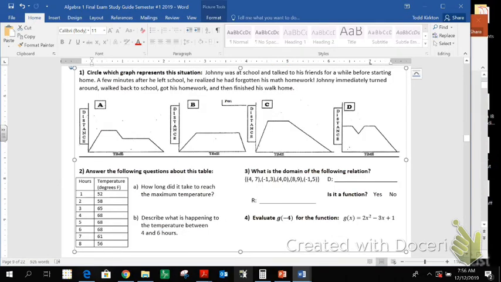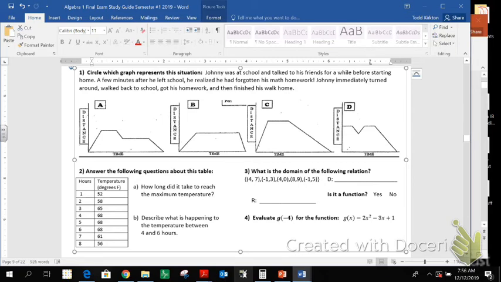Again, pause the video, take a look at the question. Circle which graph represents the situation. Johnny was at school, talked to his friends for a while before starting home. A few minutes later, after he left school, he realized he had forgotten his math homework. Johnny immediately turned around, walked back to school, got his homework, and then finished his walk home. So we have distance and time. And it doesn't really say if distance was distance from home, but that's what I'm going to assume here.